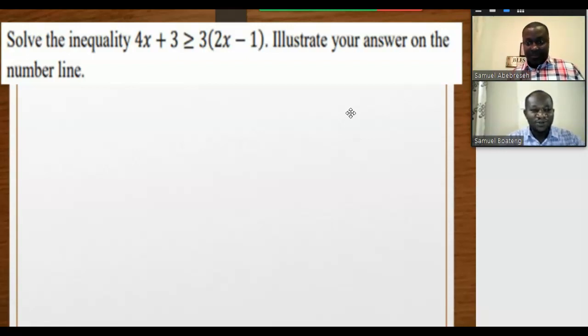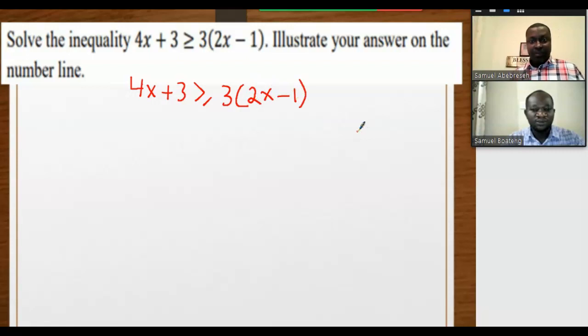Today, we are going to solve some questions on linear inequality. So our first question is, solve the inequality 4x plus 3 greater or equal to 3 into bracket 2x minus 1. You close the bracket. Now, to solve this, it's the same way as we solve linear equation, but the emphasis is the inequality sign. So you maintain your inequality sign.